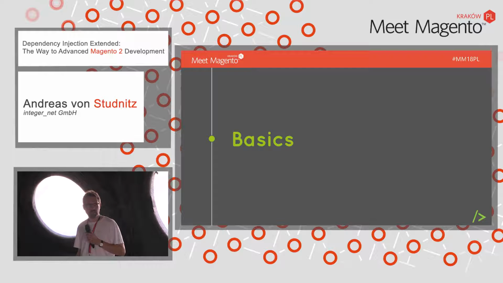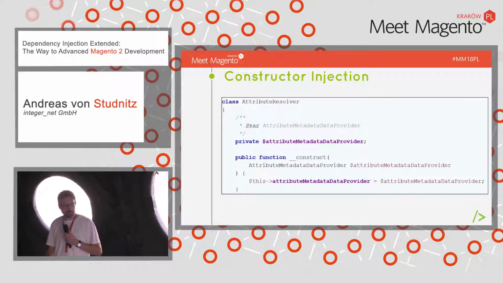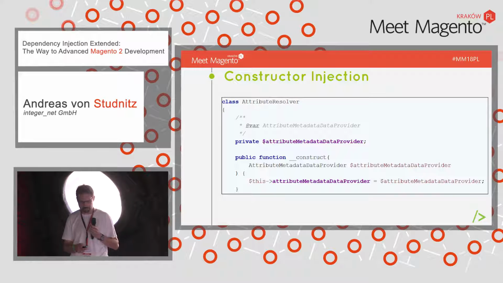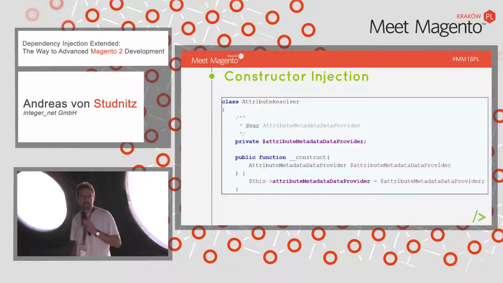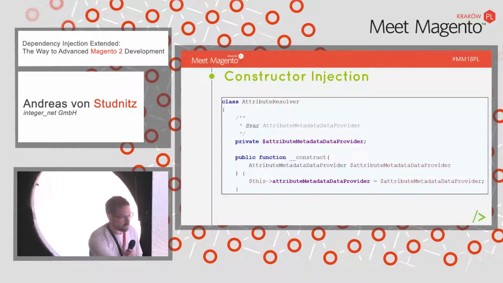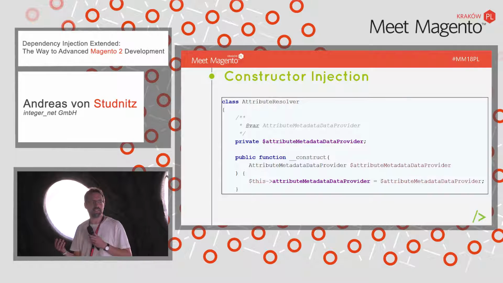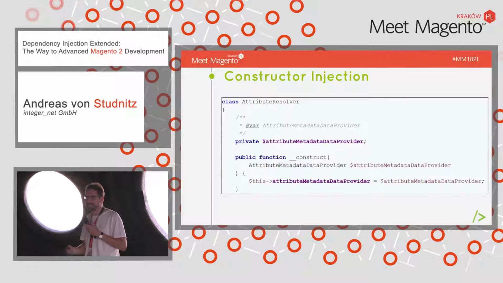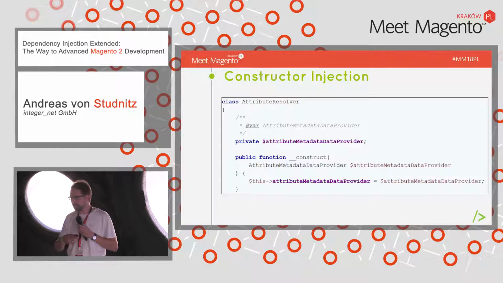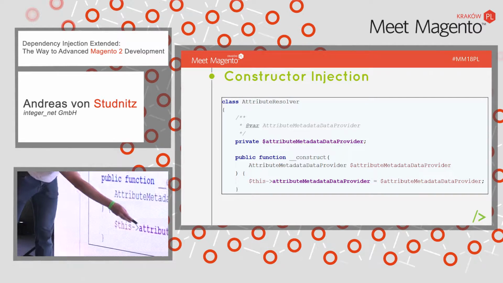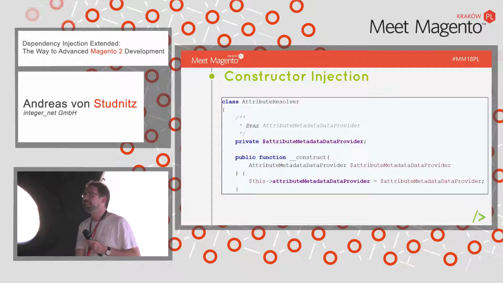So, the basics about Magento 2, what does it look like? This is just an ordinary class in Magento 2. Don't care about what an attribute resolver is. It's just a class with a constructor. So here we have that underscore construct function, which has a parameter. The parameter is named attribute metadata provider, which isn't important at all. It's just another class. And if you have that class, you have it available in your whole class as a dependency. So what is being done here is you have that as a parameter, and then you assign it to a class field.